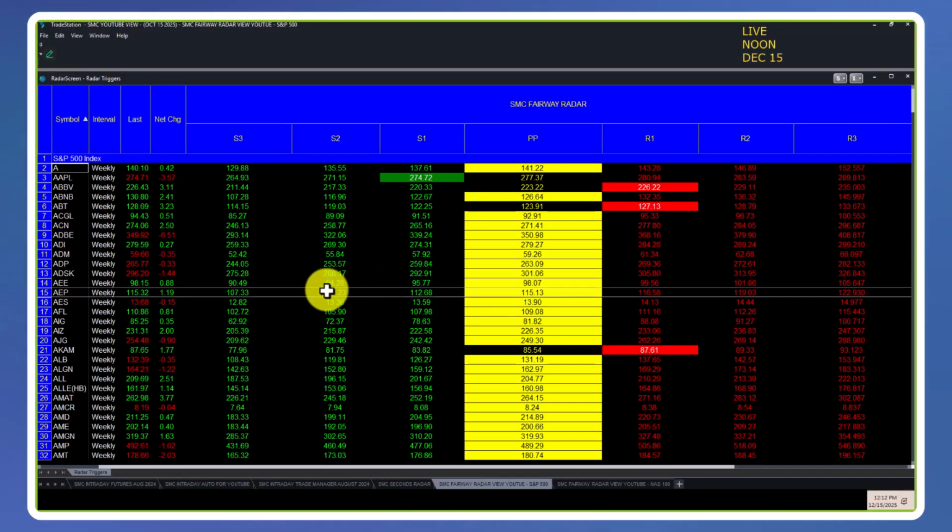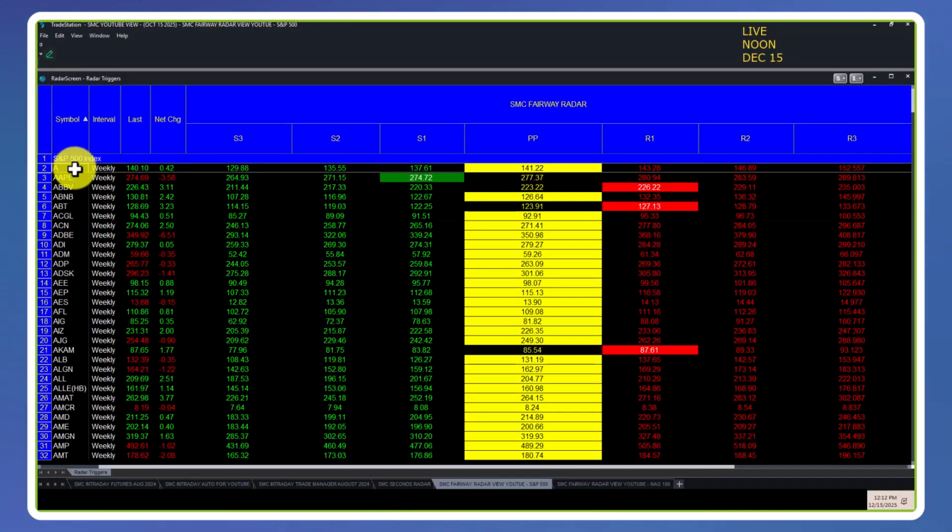So what happens is, we'll look at the first one. Apple's right underneath it. We have them sorted in alphabetical order. The weekly pivot is 141.22, and she's trading at 140. So if she's trading between the S1 and the R1, she'll light up yellow.